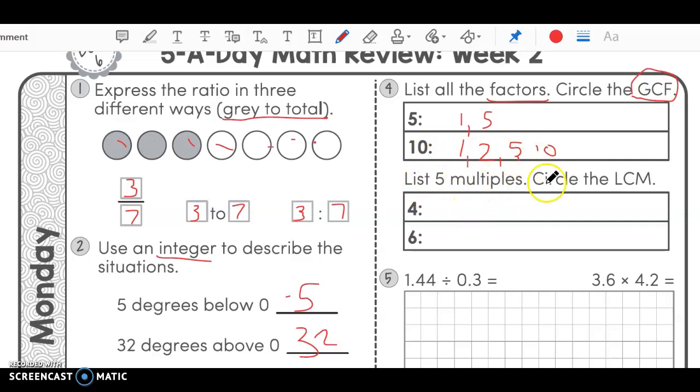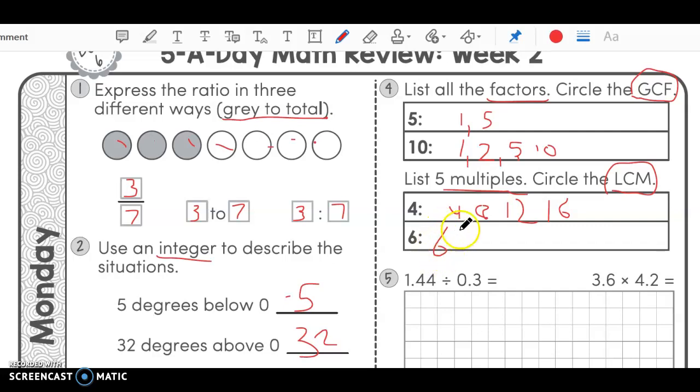List 5 multiples. Circle the LCM. Multiples, I always think of something that multiplies. It gets bigger. So we're going to look at numbers that get bigger versus factors or numbers that get smaller, but make something. LCM stands for least common multiple, lowest common multiple. So the 5 multiples of 4 would be 4, 8, 12, and 16. Really need a stylus pen for this.